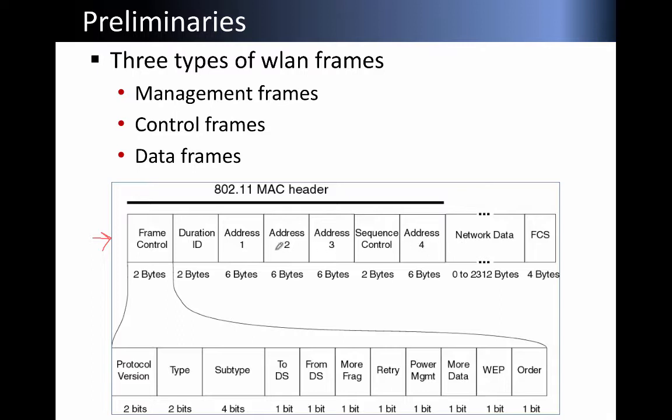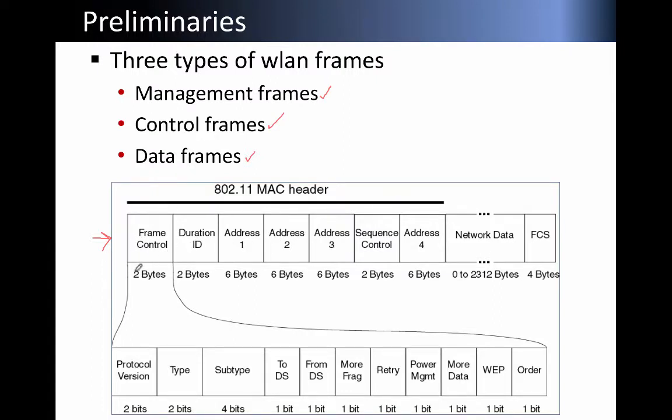This entire frame can sometimes be a management frame, sometimes a control frame, sometimes a data frame. Not exactly the same size of data, because some of this is 0 to 2 kilobytes, depending upon the type, different size, and also depending upon the application. So these three types of wireless LAN frame have all the information like address 1, address 2, address 3, sequence control, address 4, and all the way.